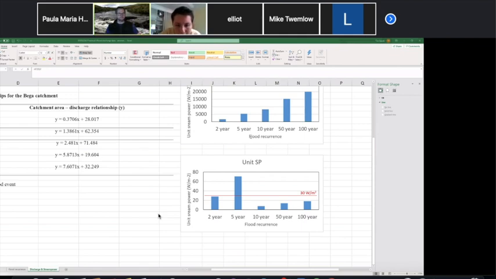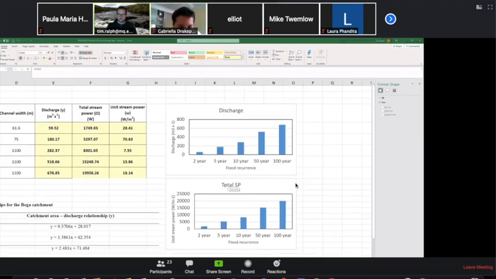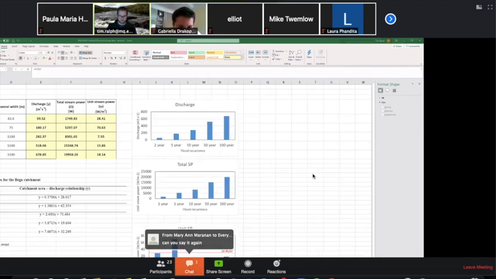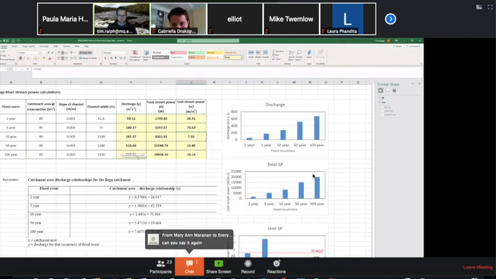So I'll zoom out again. This is what you should end up with, a table that's full of numbers. You can translate those back into your worksheets to hand in. You'll have a couple of graphs. You don't need to repeat these graphs or paste them in, but these will help you answer the questions that I've asked. So the questions in the worksheet, please explain the unit stream power trend. That's the unit stream power trend at the cross section. So that's this bottom graph.